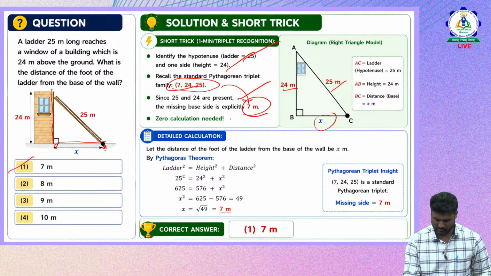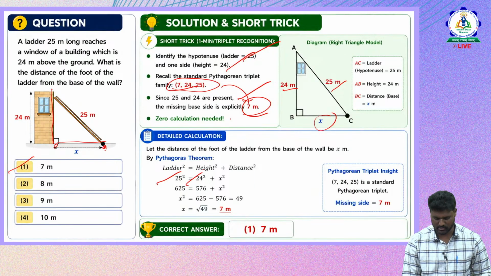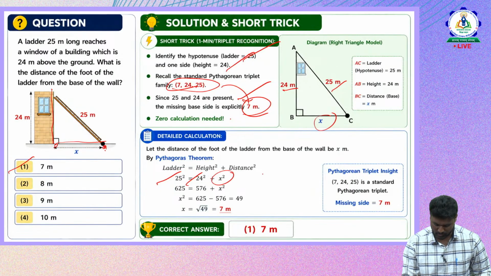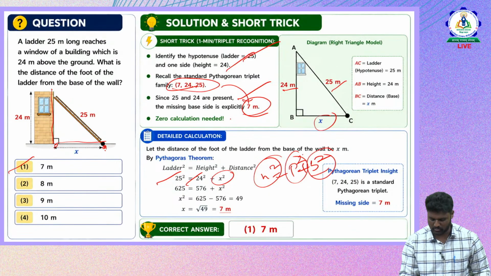So here, what is the length of the hypotenuse? That is the ladder length, 25 squared. That is the hypotenuse. Now what is the height? The perpendicular height they have given from the base is 24 squared. So now what do we need to identify? The distance that we don't know. Let us assume it is x squared. Now the Pythagoras theorem formula: hypotenuse squared is equal to perpendicular squared plus base squared. We have the hypotenuse, we have the perpendicular, and only the base we need to identify, so base is equal to x.